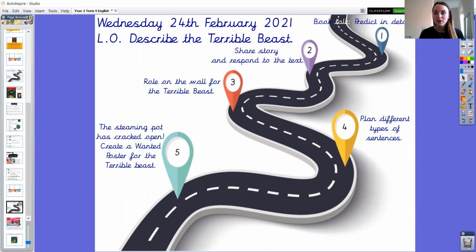Well done Year 2. So far this week we have engaged in book talk. We have also spent some time listening to the story and responding to the text. Today we're going to be progressing on to particularly focusing on the terrible beast in the story, before tomorrow, planning different sentence types as our end of week outcome is to create a wanted poster for the terrible beast. So I'll tell you a little bit about that today.